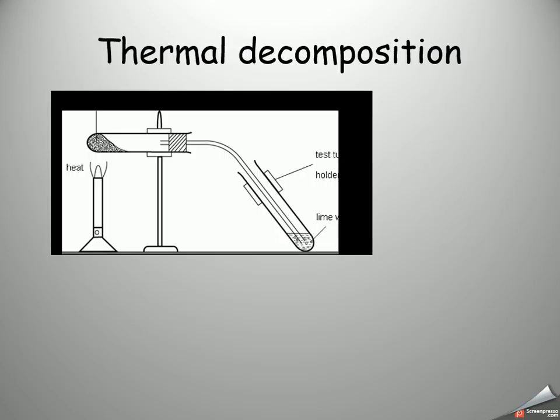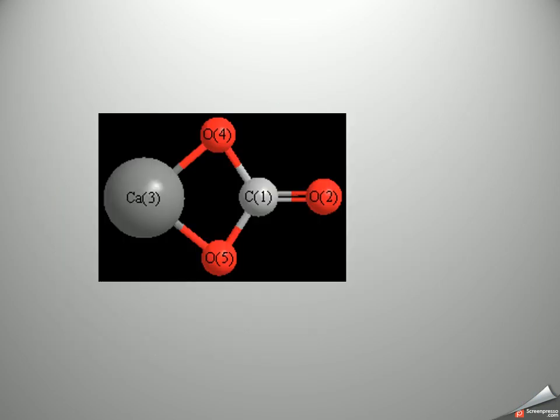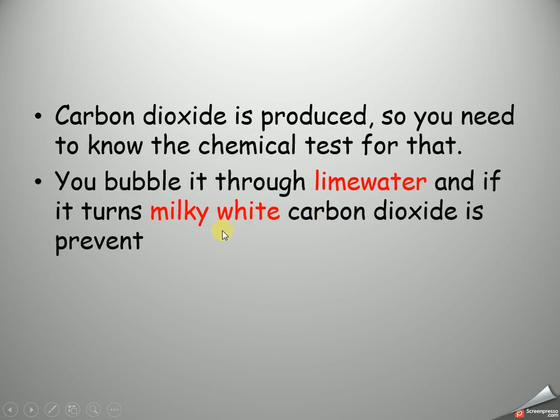First things first, you need to know that limestone is something called calcium carbonate, which is right there. That is calcium carbonate right there. Now, if we heat this up, what does it make? This is not the best diagram in the world, but this is calcium, and this is 3 atoms of oxygen, and there's an atom of carbon there.